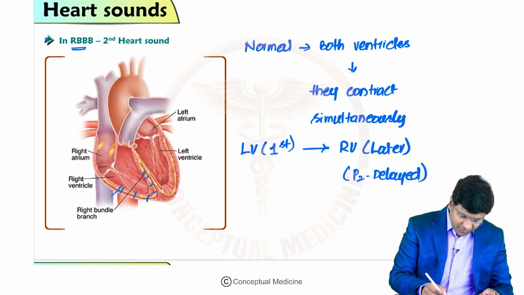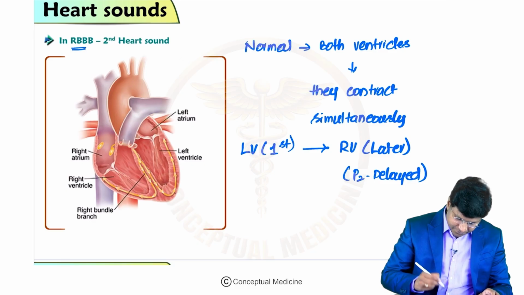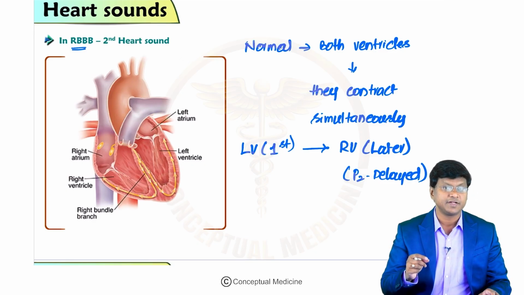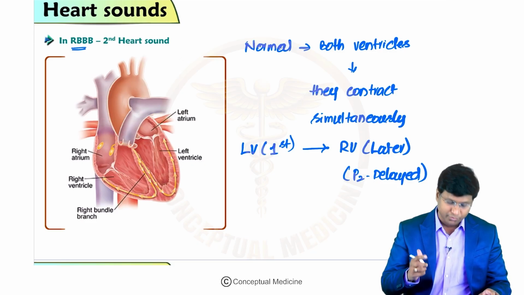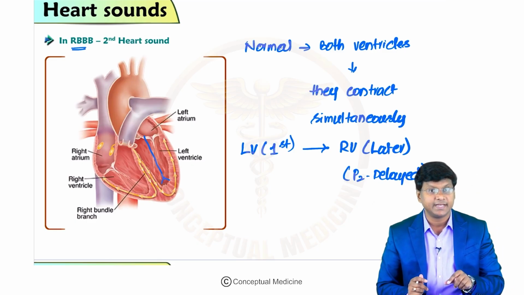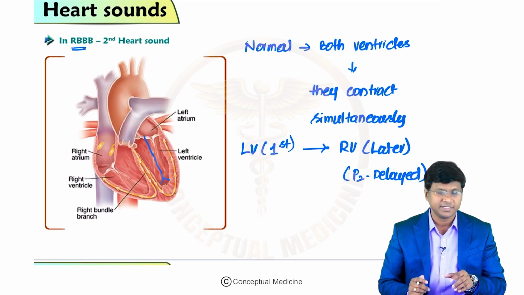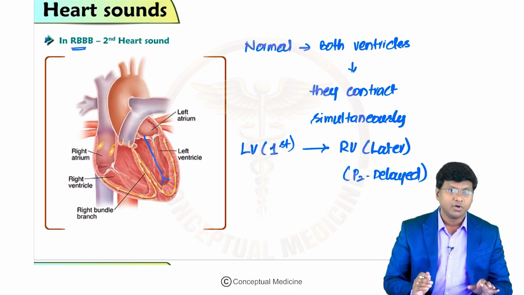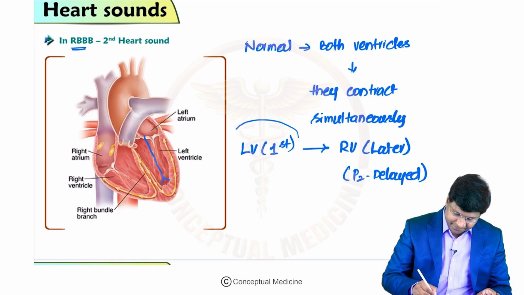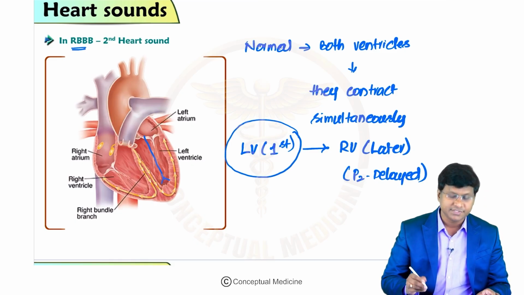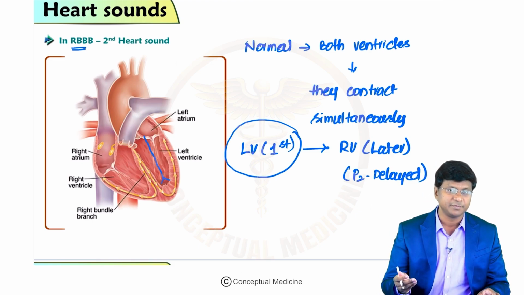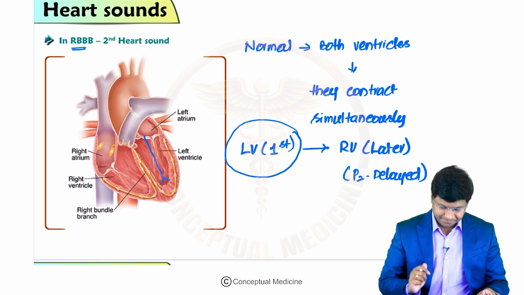Or you take another scenario, a clinical scenario where there is a left ventricular premature beat or left ventricular ectopic beat. In this also it is the same. The left ventricle will contract first, followed by that the right ventricle will contract later, in either left ventricular premature beat or left ventricular ectopic beat.